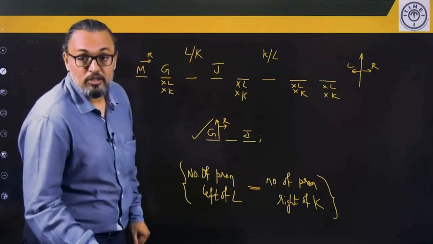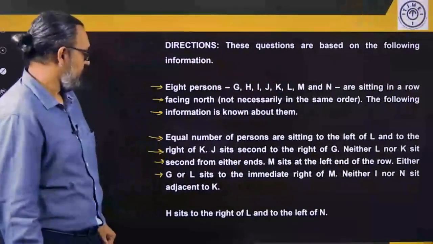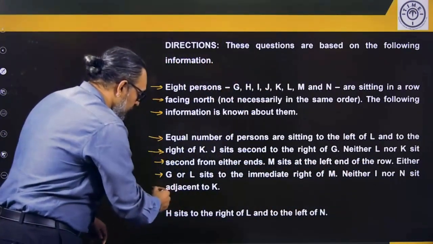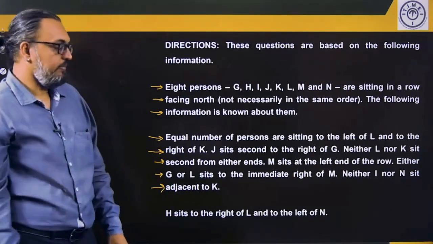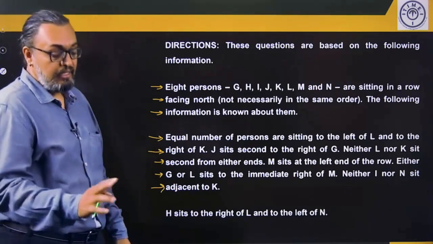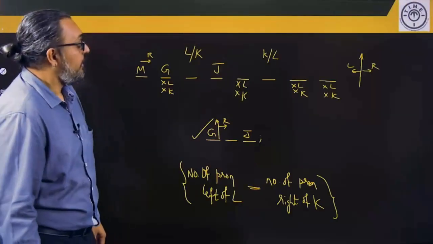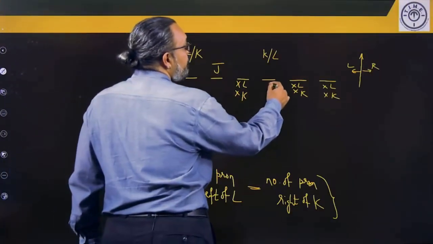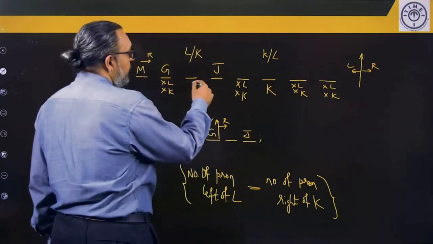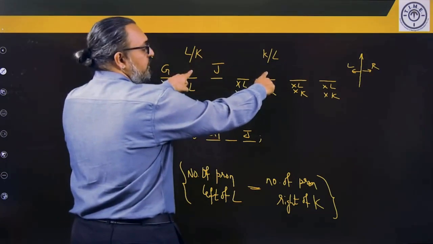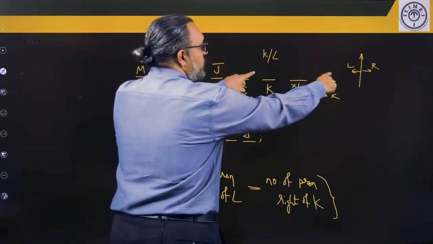Okay, so then what else do we have? Let us see. Right, and here neither I nor N sits adjacent to K. So neither I nor N is adjacent to K. Okay. Now see, what happens if I give K here? If I give K here, I will have to give L here. Correct? That means these two positions are also fixed. That means these are the three positions that I have.